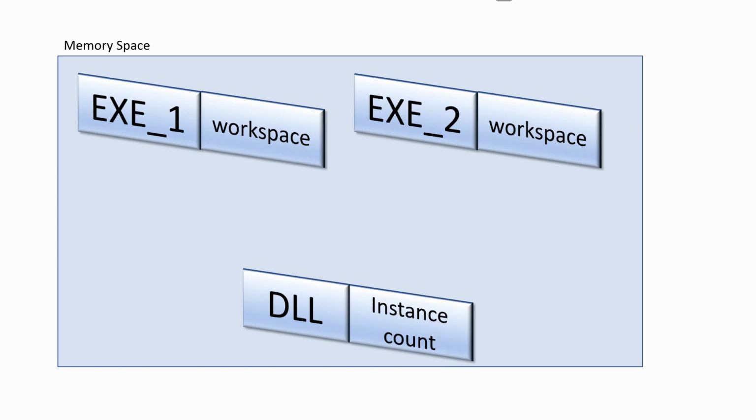The DLL also takes up space in memory, and the operating system additionally keeps track of how many executables have requested to load the library. When an executable requests that a DLL be loaded, the operating system will only load it into memory if it is not already loaded. And when the instance count drops to 0, then the DLL will be removed from memory by the operating system itself.